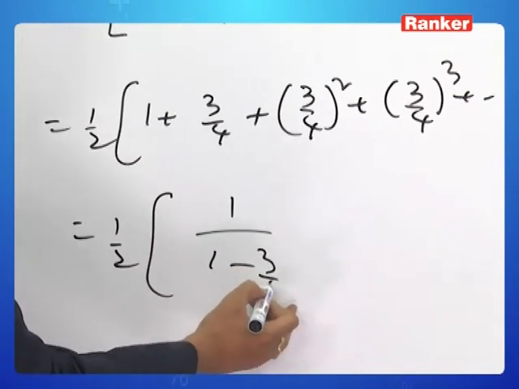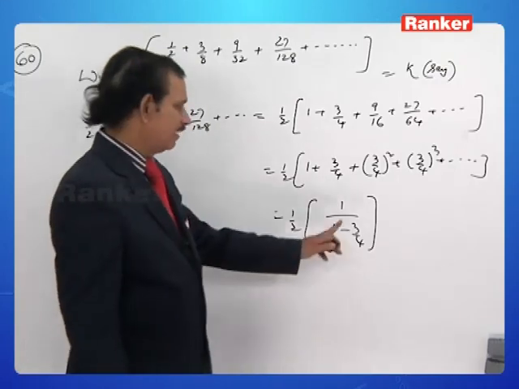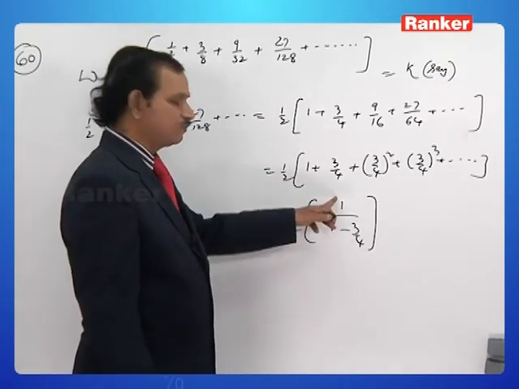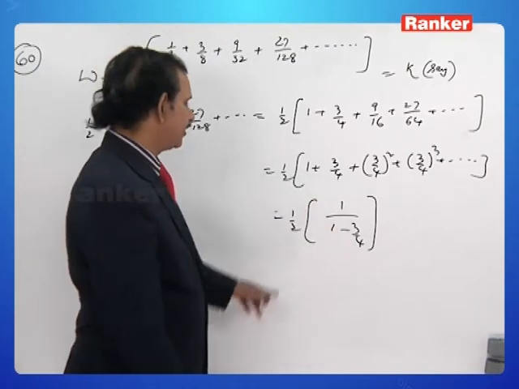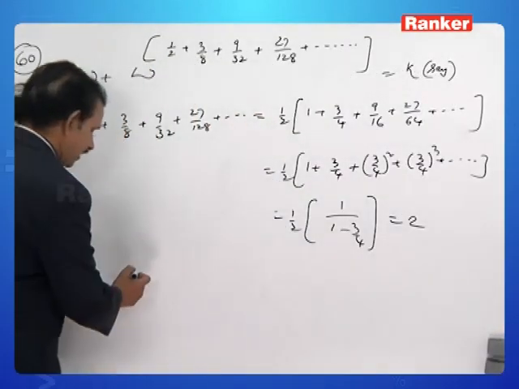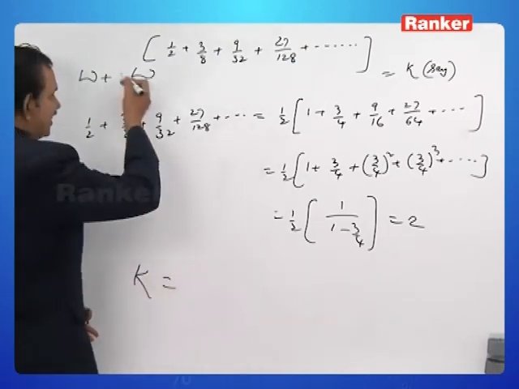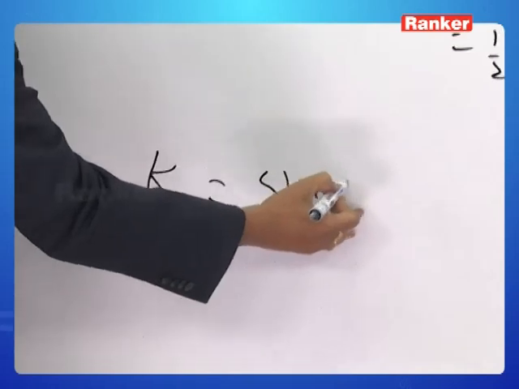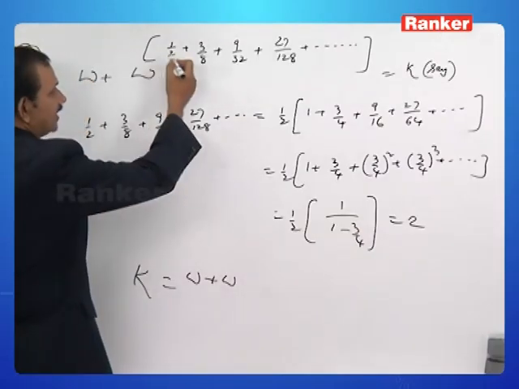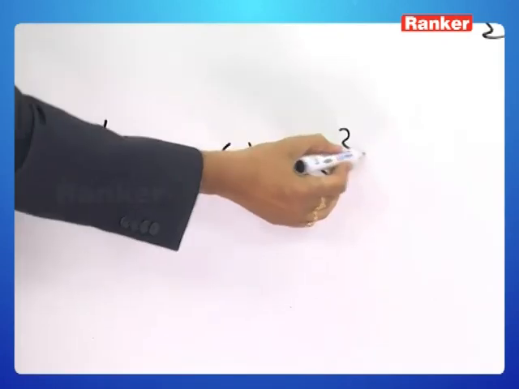What is r? 3 by 4. What is 1 minus 3 by 4? 1 by 4. 1 by 4 it comes to the numerator 4. 4 into half is 2. Therefore, what is the value of k? Heroine of the problem. What is that? Omega plus omega power. This entire sum has been estimated to be equal to, come on, 2.